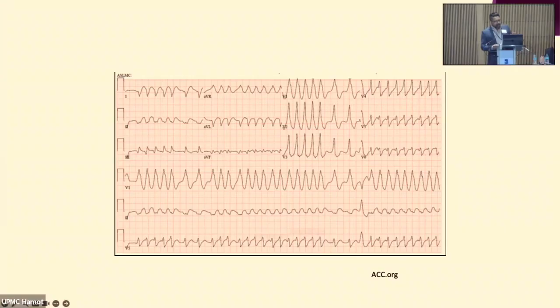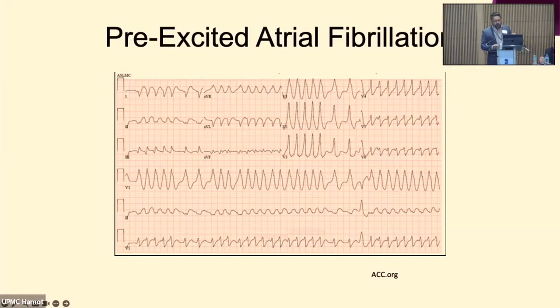What is this? Can anyone identify this EKG? I'll give you 15 seconds. So you see a very bizarre wide QRS, but it's very irregular. So it's probably not ventricular tachycardia. This is what we call pre-excited atrial fibrillation. This is the other tip. Do not ever, ever, ever get this wrong.